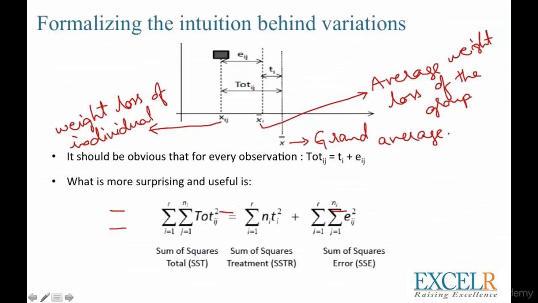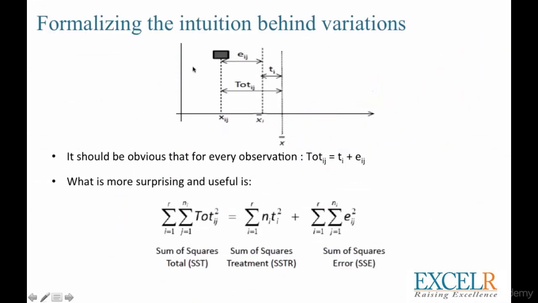And that is exactly what it means, right? And the difference between the average weight loss of one group versus the grand average is given using a term called Ti, which is treatment. If you don't like Ti, give some other notation. That's absolutely fine. And the total ij is given using Eij plus Ti, the total distance. That is the distance between each individual weight loss to the grand average weight loss is given using Eij plus Ti. That is what is written here.